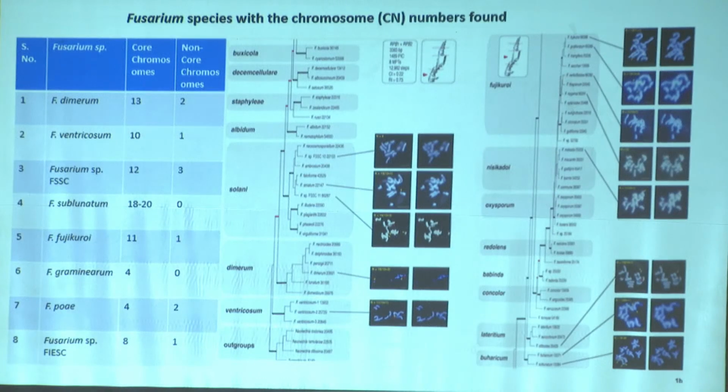So how many chromosomes do you think are there in Fusarium? कितने क्रोमोसोम हो सकते हैं? Any guess? There is a range of chromosome numbers present in Fusarium. Fusarium graminearum has 4 chromosomes, and Fusarium solani is 18 to 20 chromosomes. So Fusarium has distinct genomic characteristics.